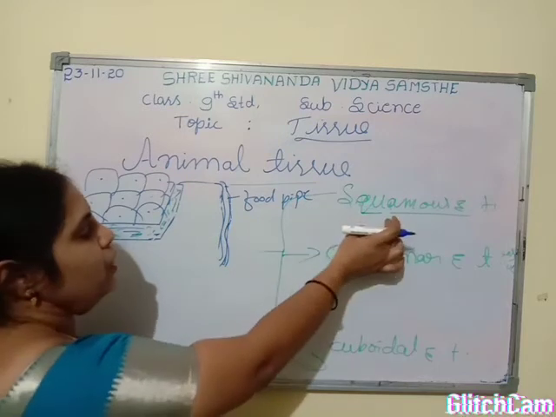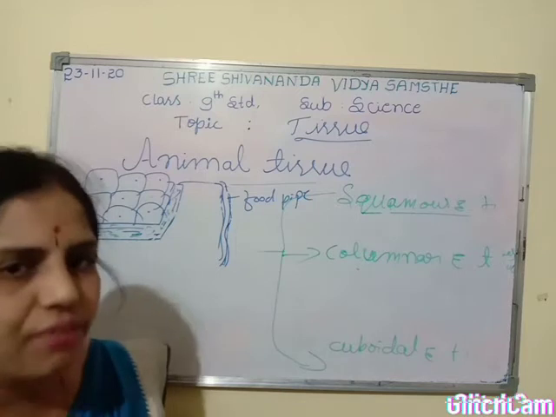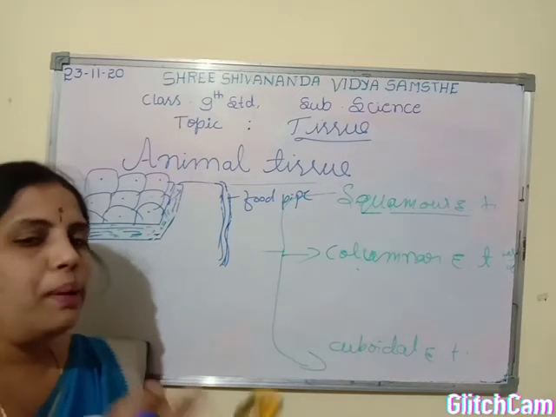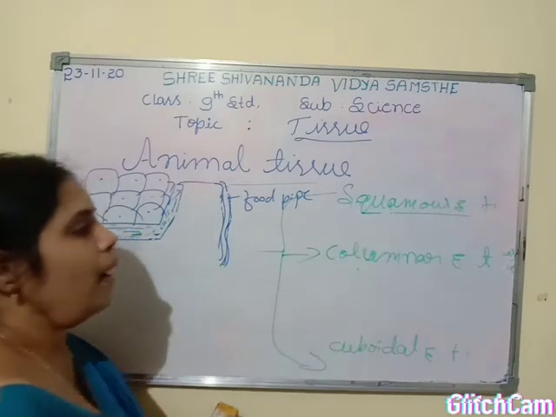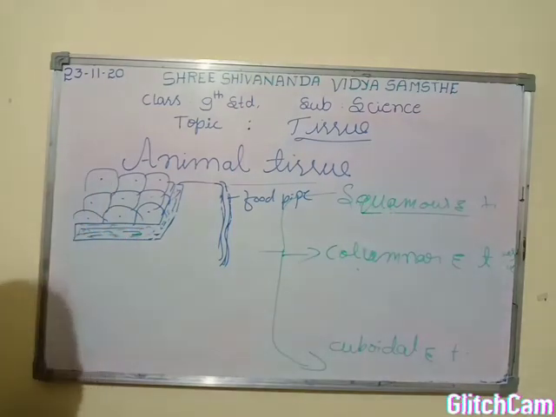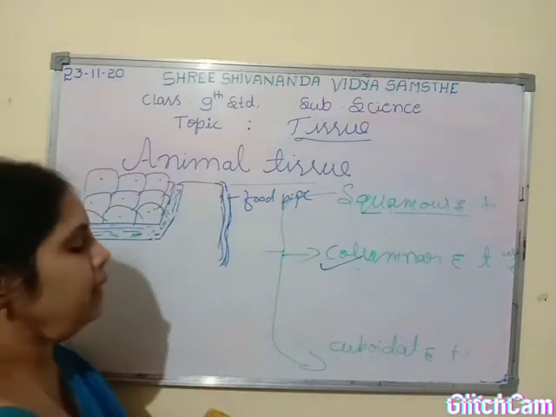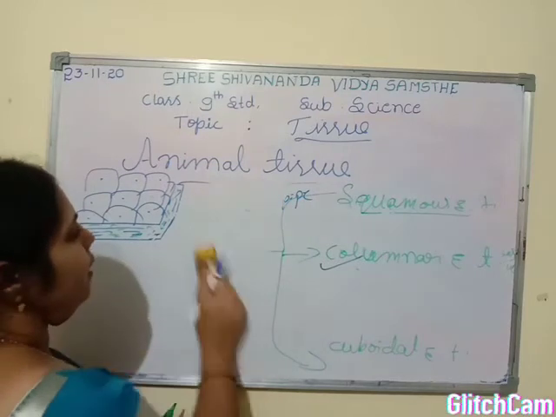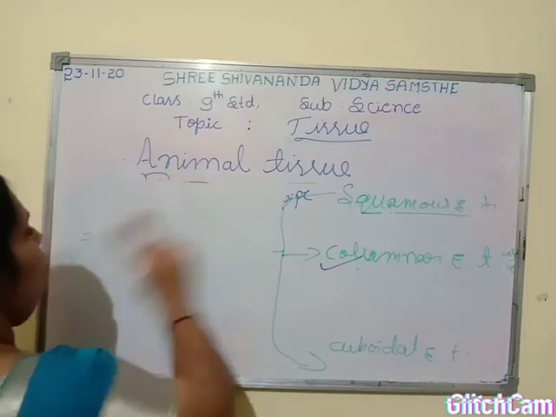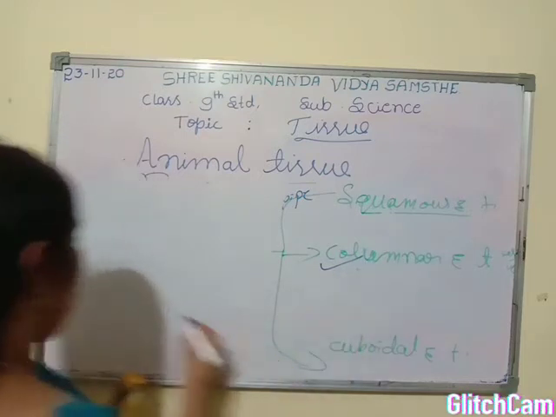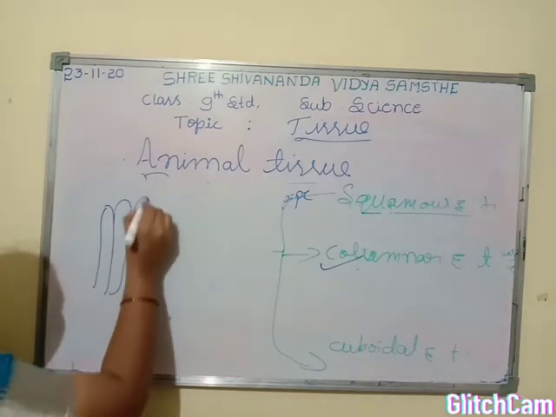So the main function of this is the protection of the esophagus. It protects the food pipe and helps in the proper passage of the food item. So that is the squamous epithelial tissue. The next one is the columnar epithelial tissue. As the name says, the cells are in column shape.